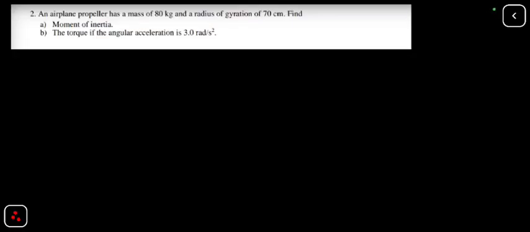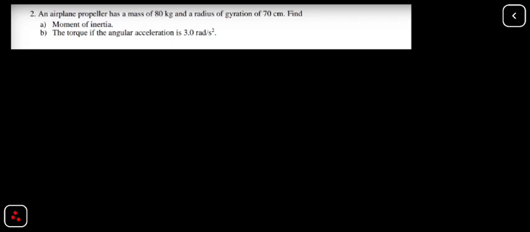Okay, so we have this question. The question is saying that an airplane propeller has a mass of 8 kg and a radius of gyration of 70 centimeters. Find the moment of inertia. So like we defined, moment of inertia is basically a measure of an object's resistance to changes in its rotational motion. Okay, so now the question they're asking us is to find the moment of inertia.